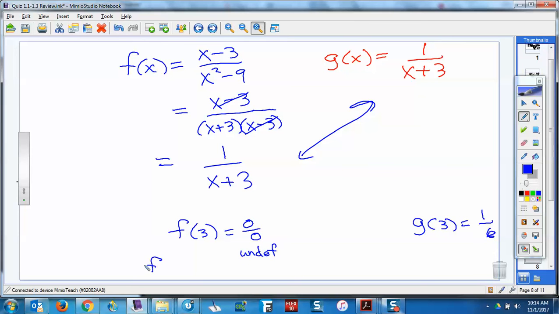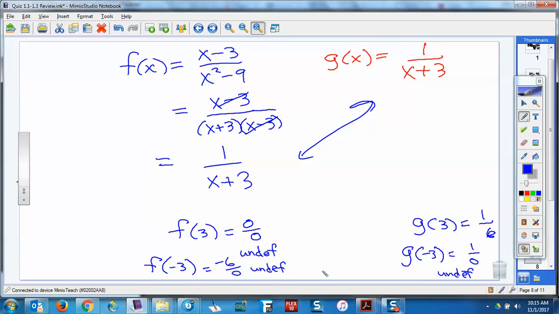Okay, what's f of -3? Negative 6 over 0. Now that's also undefined, but that's a different type of undefined than this, as we're going to see in a minute. What's g of negative 3? 1 over 0, which is also undefined.